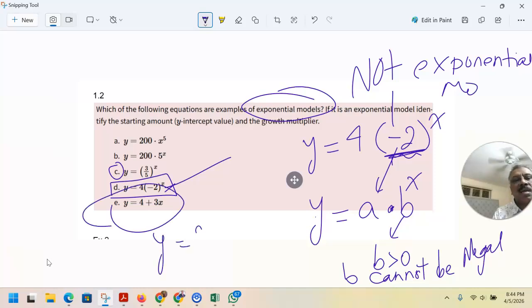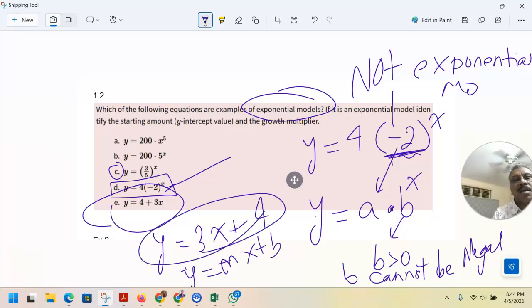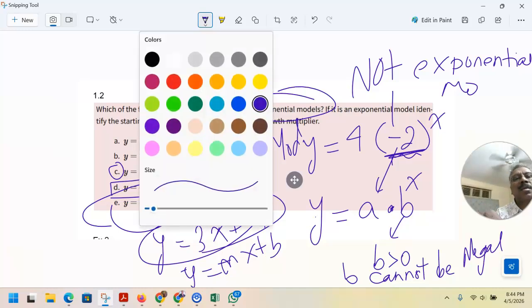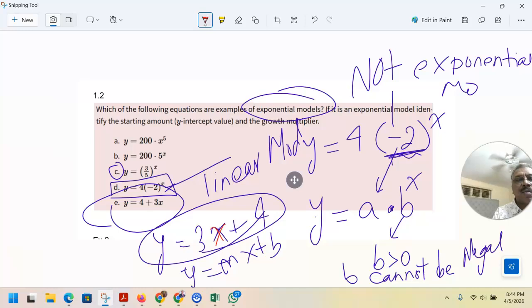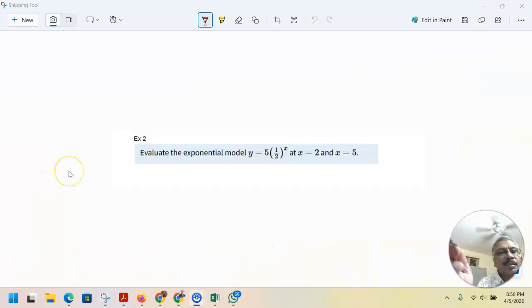So this is 3x plus b, which is y equals mx plus b form, right? So this is a linear model. And why it is a linear model is because the x is raised to 1. So the degree here is 1. So that's the line. It's just a line. Let's go to the next question.